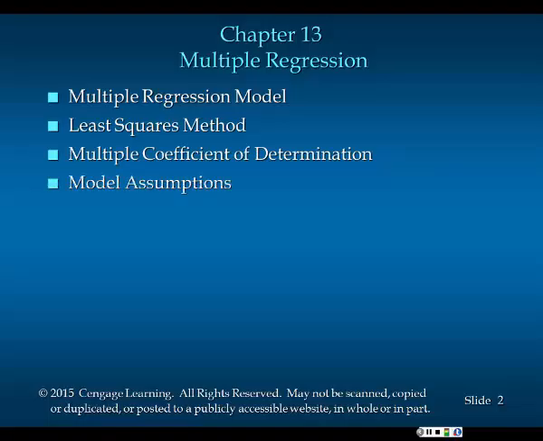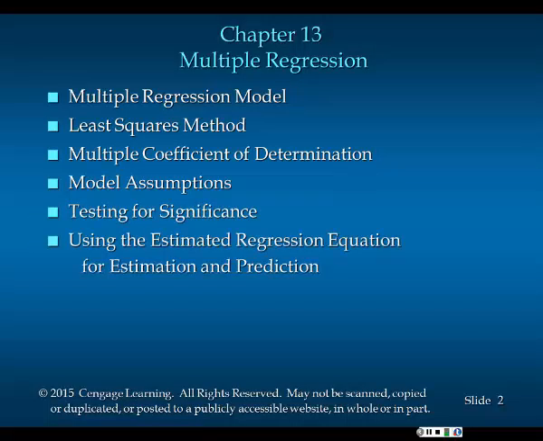We'll talk about some model assumptions, which are very important. And we'll talk about testing for significance, but we've already done a little bit of that. And then using the estimated regression equation for estimations of predictions, and we've done a little bit of that as well. Finally, we're going to get to categorical independent variables. This is an area that could be very useful.